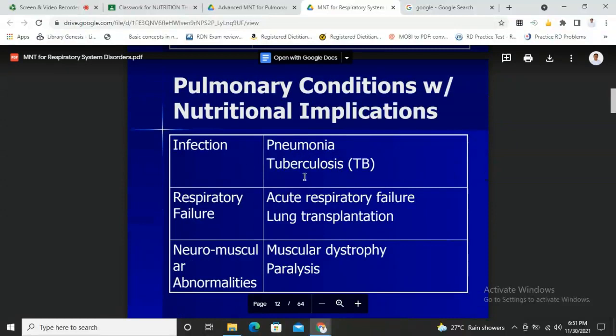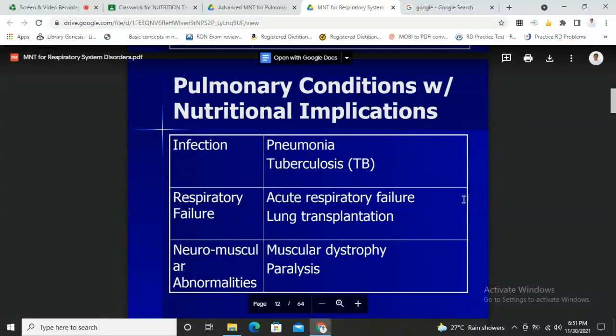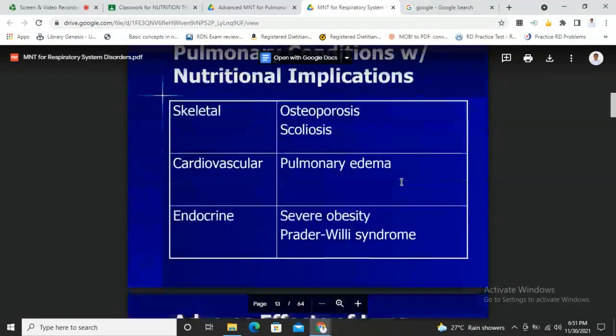Infection, pneumonia, TB, COVID-19, diba? And all of those upper respiratory tract infections that we already discussed. Respiratory failure, neuromuscular abnormalities, okay?